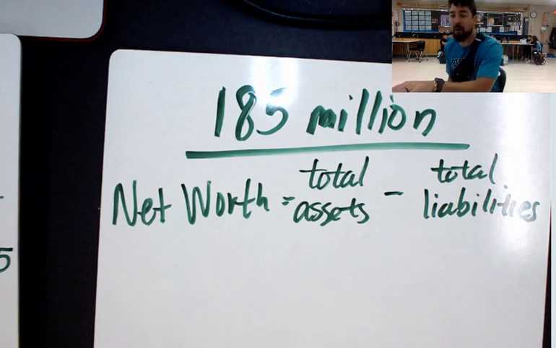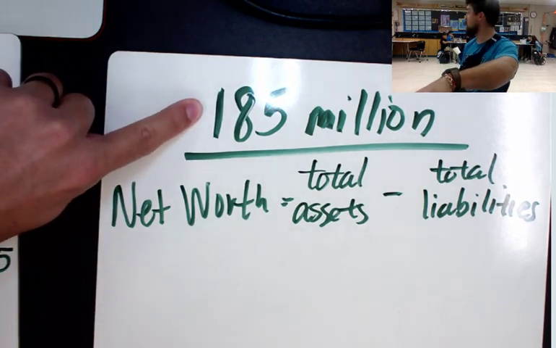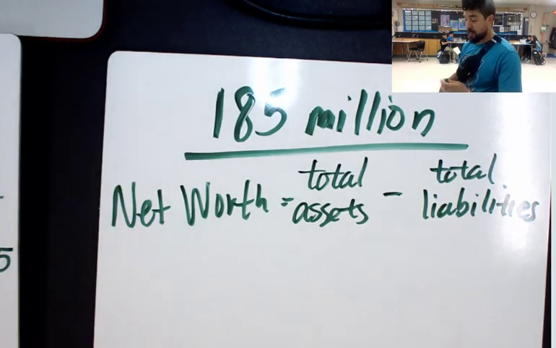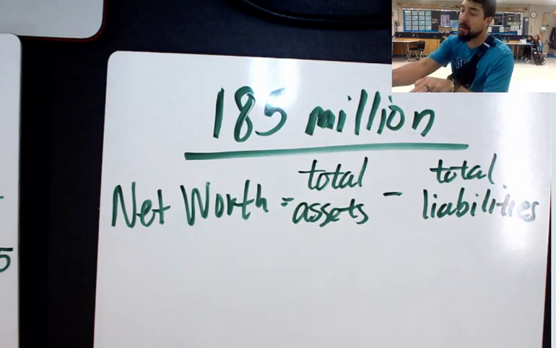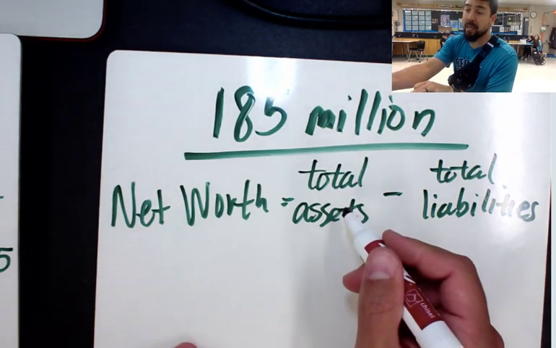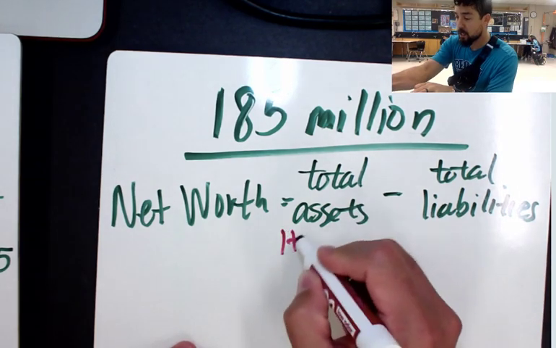So when we talk about Adele's net worth being 185 million, this means you should be on mute. I shouldn't hear myself, guys. Follow instructions, please.